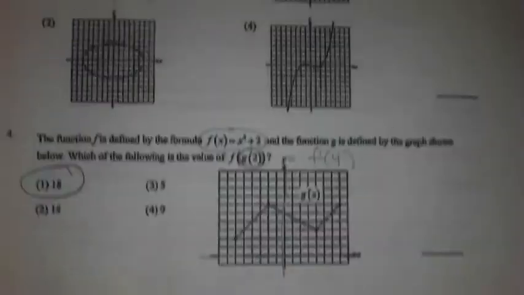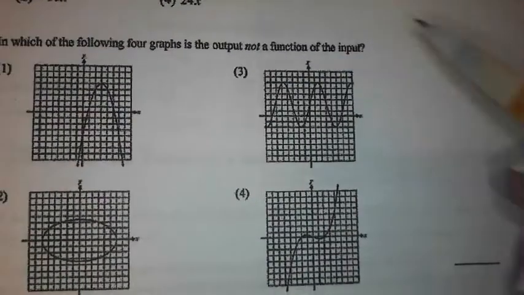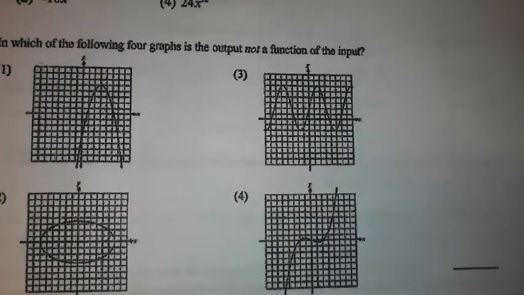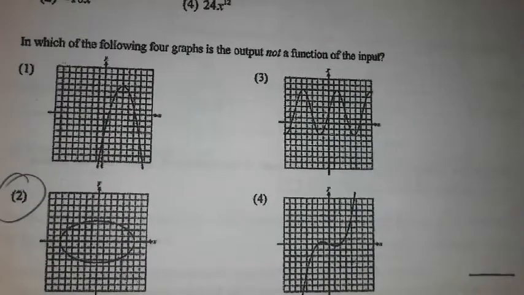In which of the following 4 graphs is the output not a function of the input? In other words, not a function. Which one's not a function? Very good, Fred. 2. Fails the vertical line test.